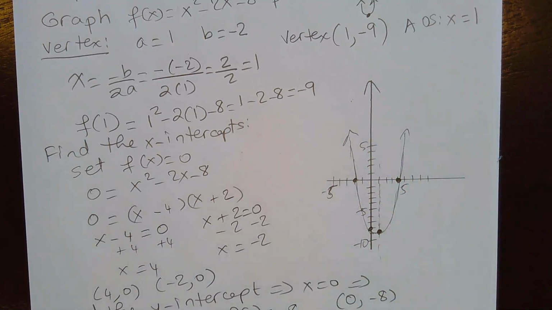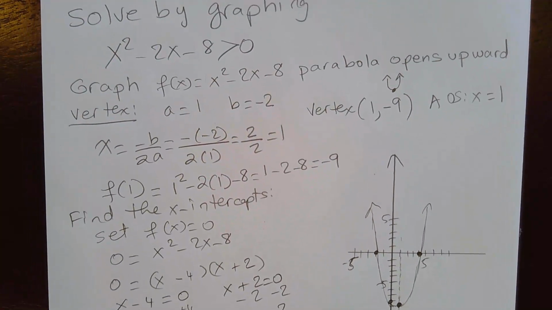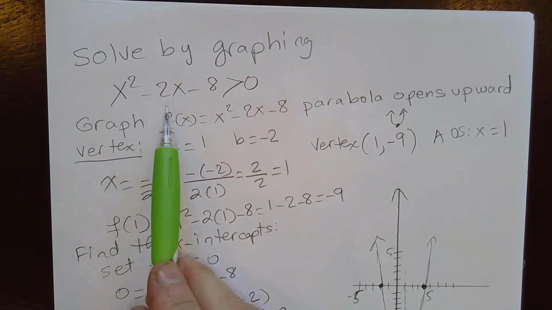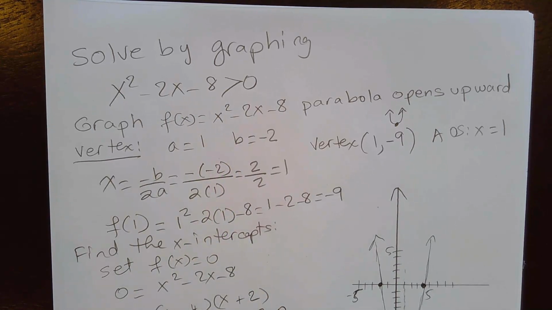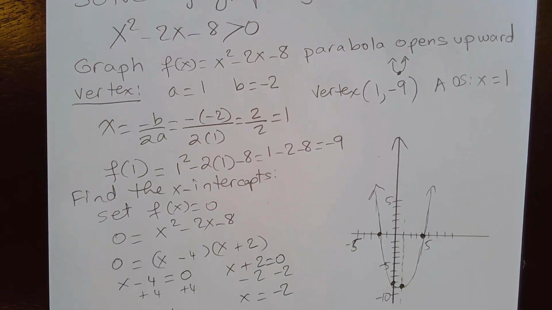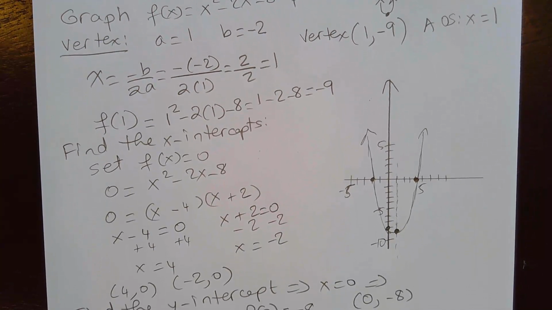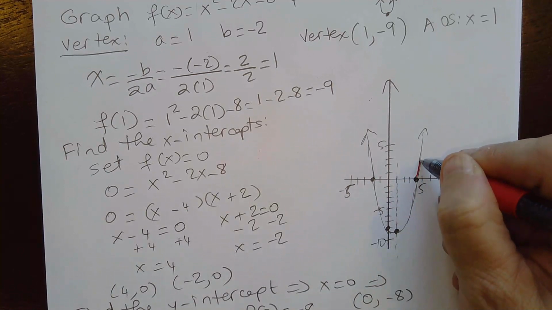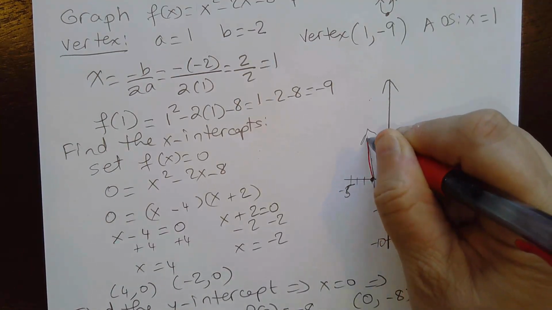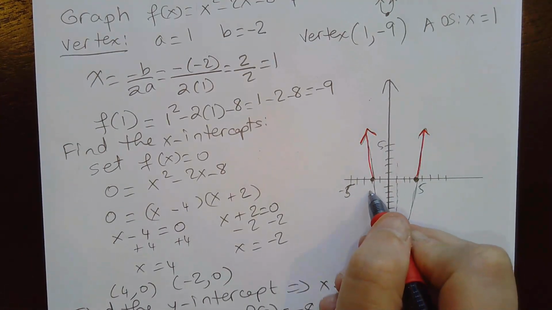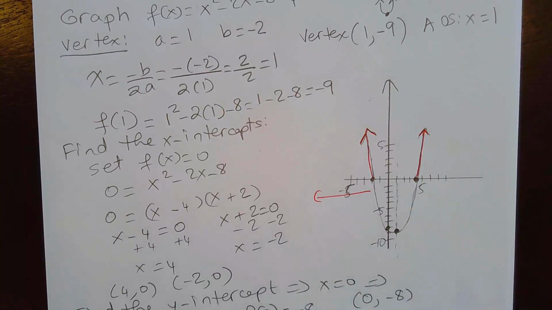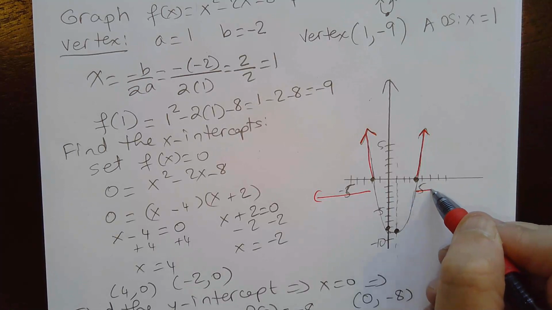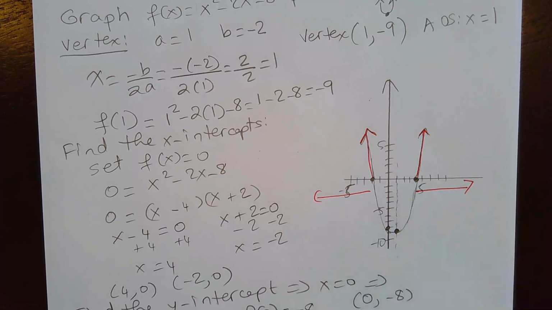Now, let's go ahead and solve x squared minus 2x minus 8 greater than 0, which means we are looking for the values of x where the parabola is above the x-axis. Now, where is the parabola above the x-axis? It's here and here. So for values of x less than negative 2, and for values of x greater than positive 4.